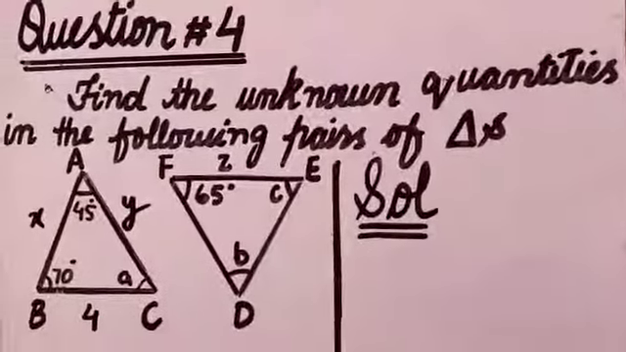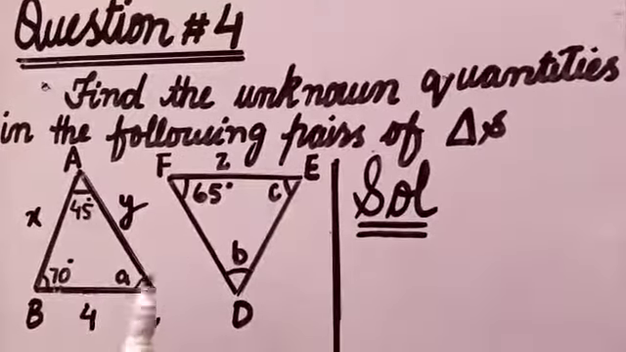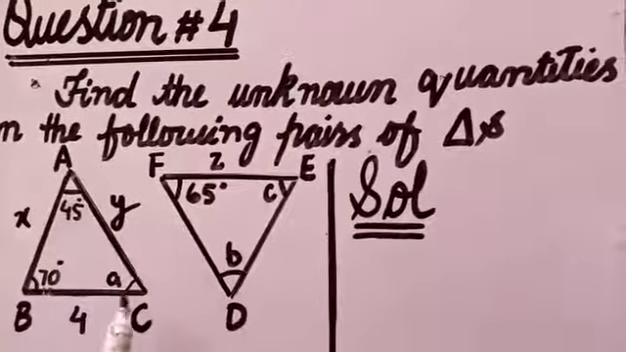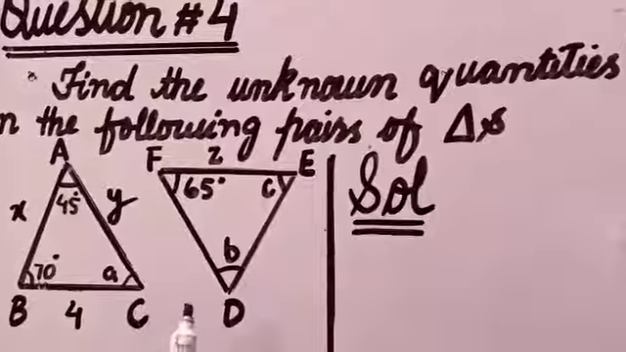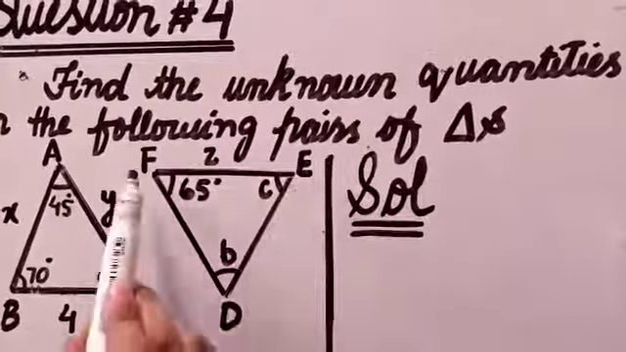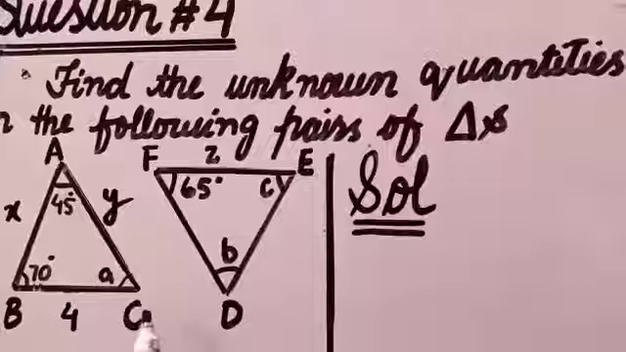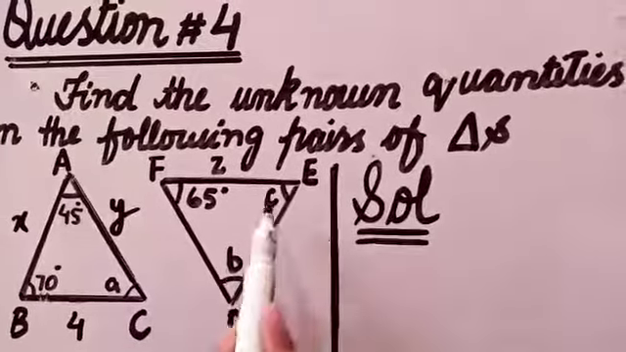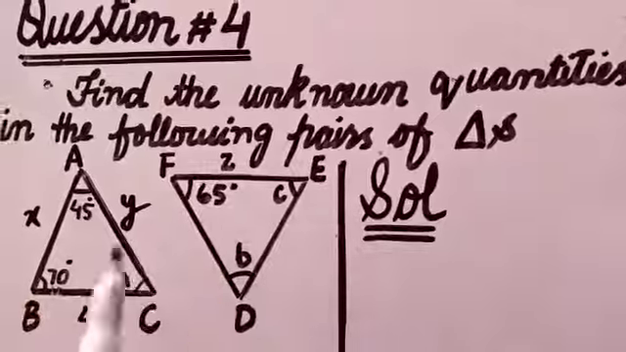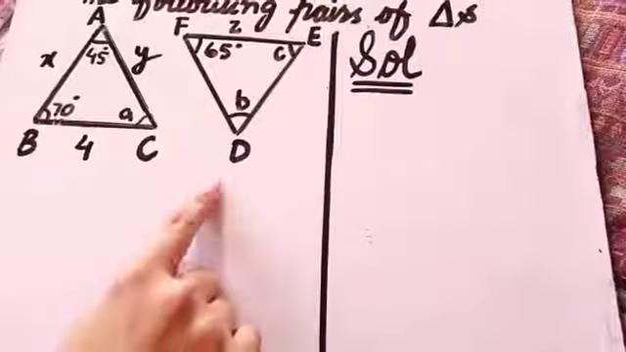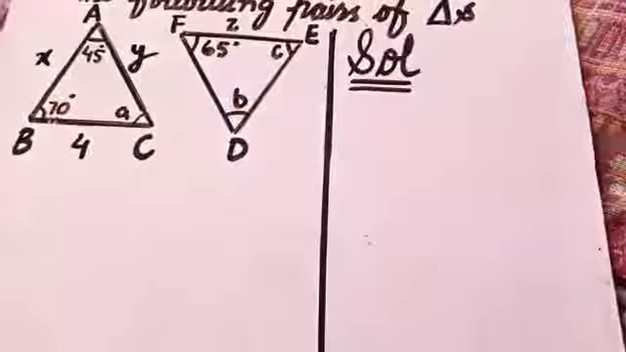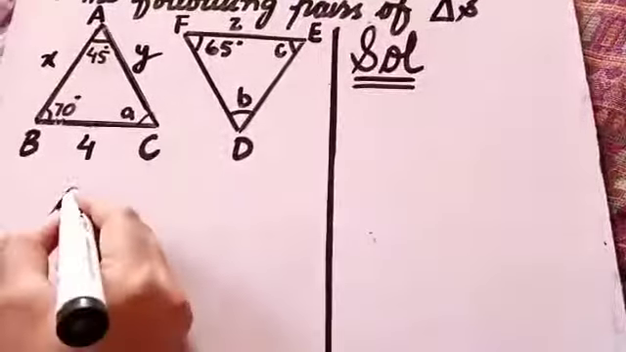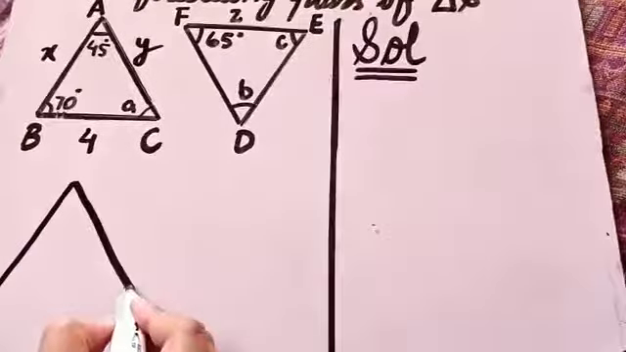Okay class, in the next part we have a pair of triangles that are congruent to each other. The first triangle is ABC, while the second triangle is DEF. In these two triangles we have to find the unknown variables, that is a, b, c and x, y, z. If I reverse this triangle DEF like this, it will look the same as triangle ABC.